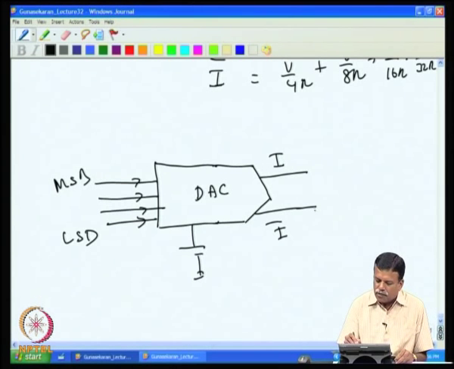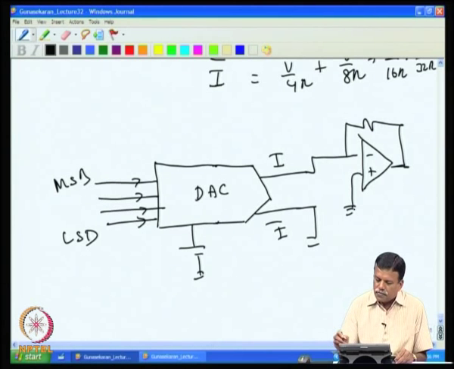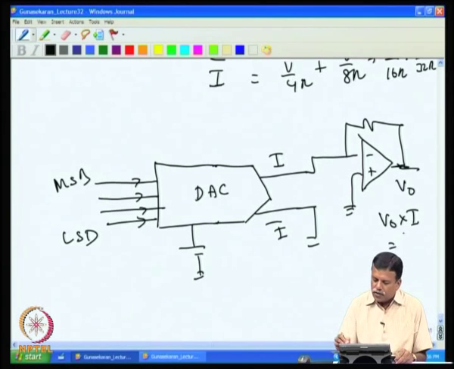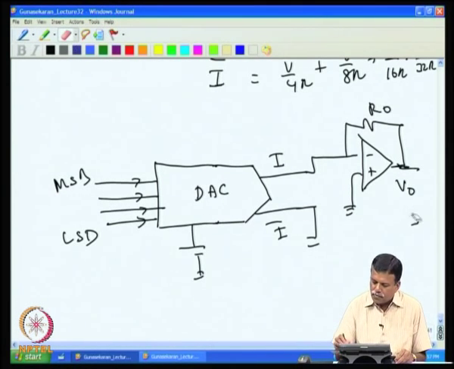If you want the output current then I can have this, which gives me the voltage, which is equal to V0 into I. I can scale the I into R naught. In this case, V0 would be equal to I into R naught.